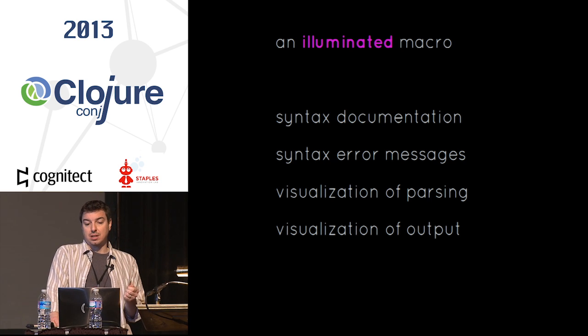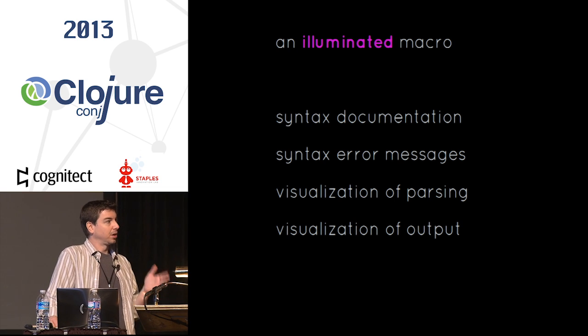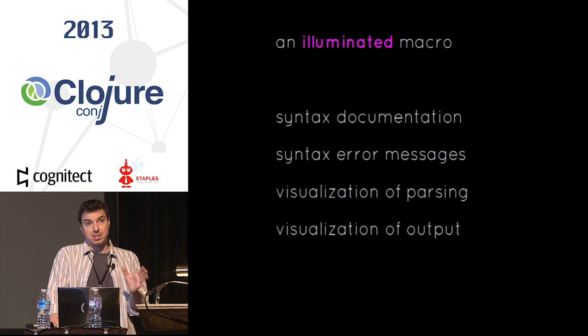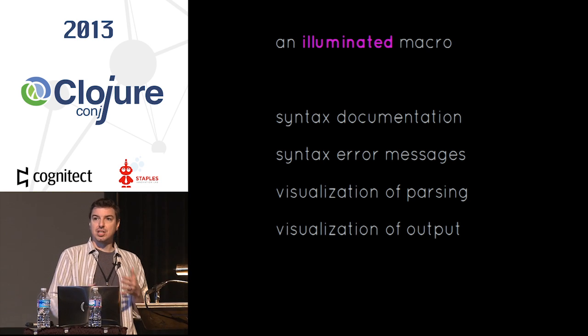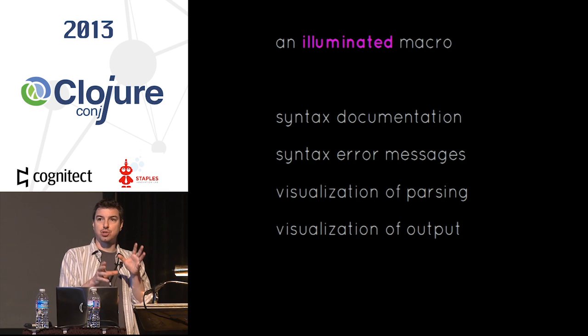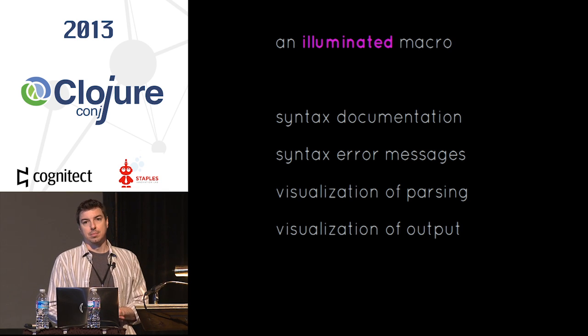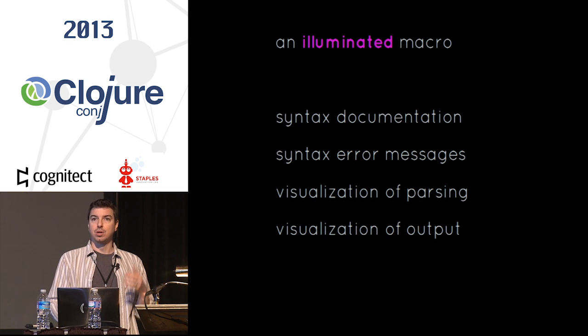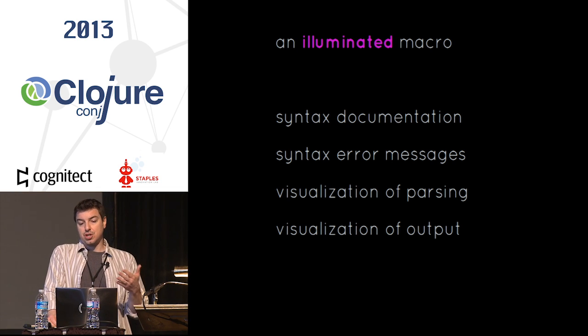Visualization of parsing for a particular input. This is something that I don't think we've actually seen anywhere, but it would be interesting if, when you gave a specific form to a macro, it could tell you how it interpreted it, what parts were understood as what. So think about destructuring or the optional parameters to the defn macro. If you could give it an input and it could tell you how it understood each of those parts to be. And then visualization for the output.